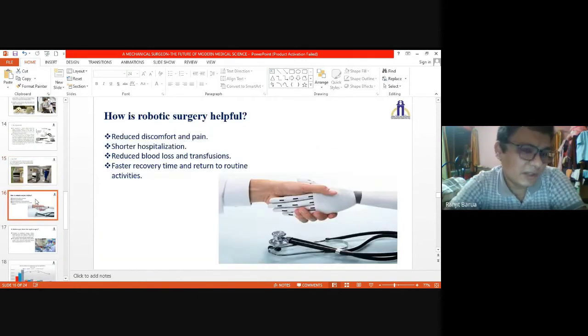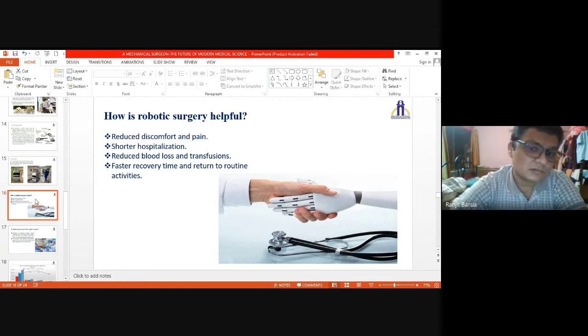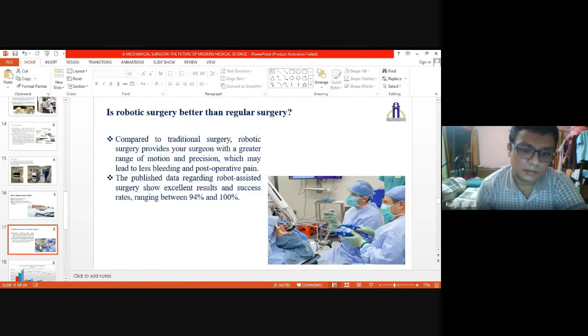Now the question is, how is robotic surgery helpful? Yes, it's very helpful because it can shorten your hospitalization time, reduce blood loss and transfusion, reduce discomfort and pain after surgery, and give faster recovery time and return to home and daily routine activities. So this is very useful for surgical robots nowadays in medical science.